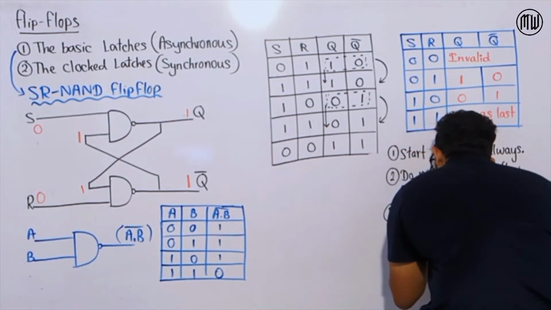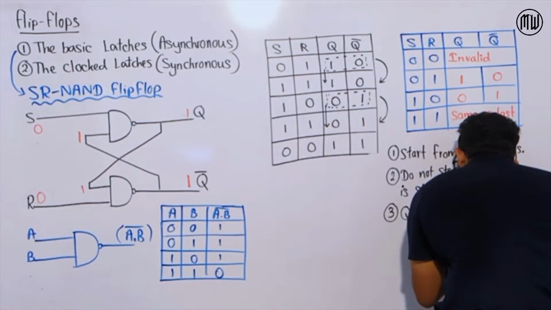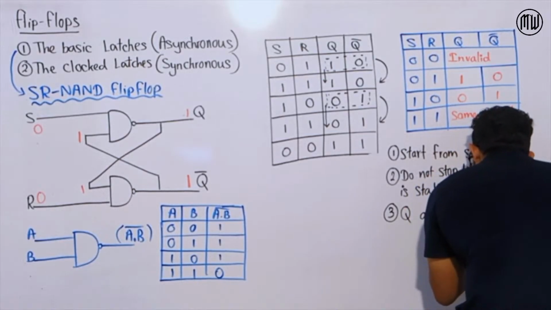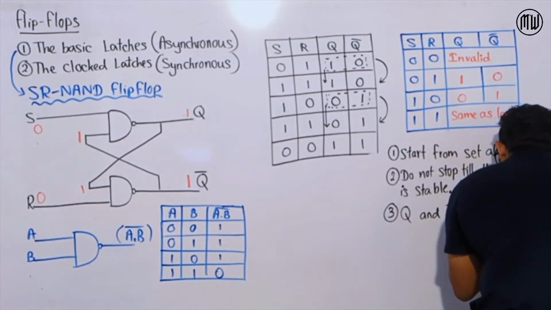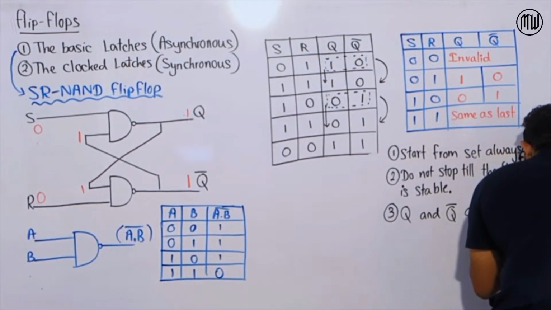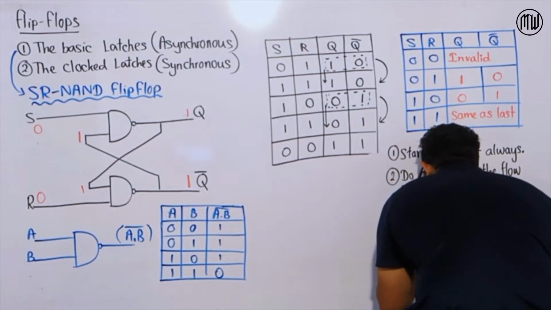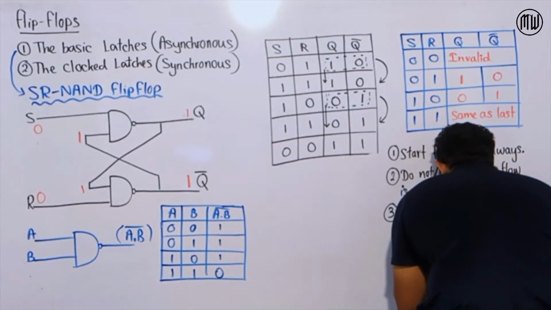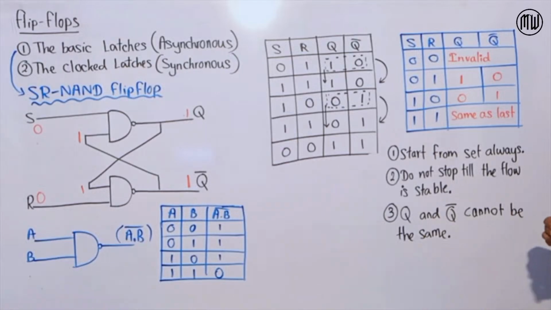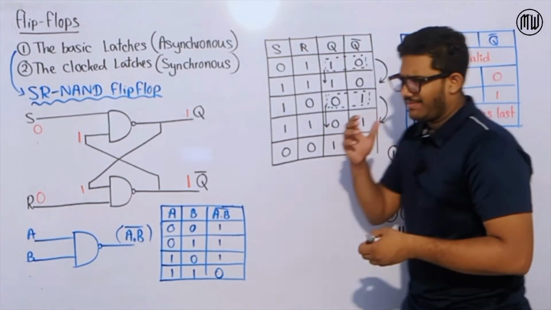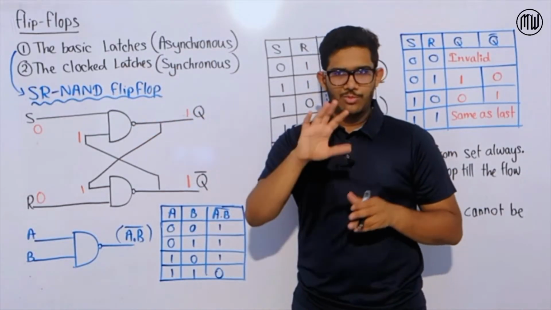Q and Q bar cannot be the same. The reason why they cannot be the same is, number 1, it's common sense, right? Q and Q bar cannot be the same.